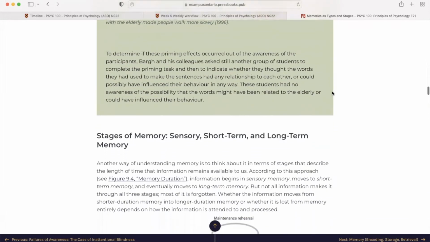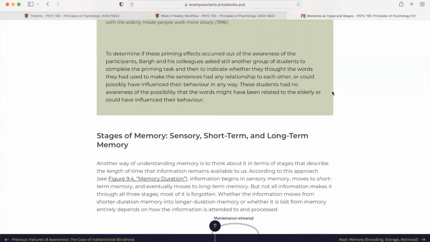To determine if these priming effects occurred out of the awareness of the participants, Bargh and his colleagues asked still another group of students to complete the priming task and then to indicate whether they thought the words they had used to make the sentences had any relationship to each other or could possibly have influenced their behavior in any way. These students had no awareness of the possibility that the words might have been related to the elderly or could have influenced their behavior.